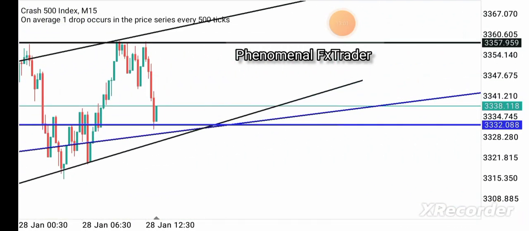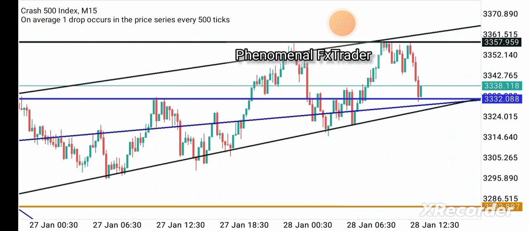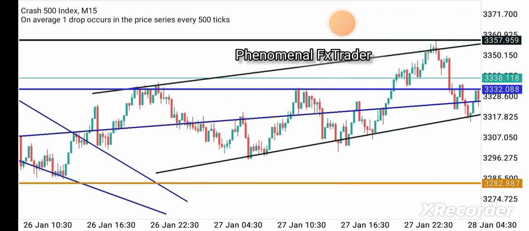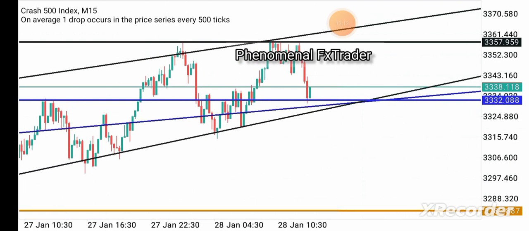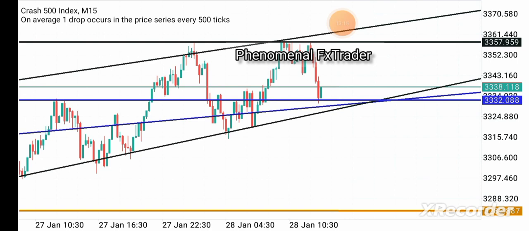You can see, it is very easy to predict the movement of the market if you are able to mark out zones where these things are happening. It is very easy to determine the direction of the market if you are able to mark out the zones. So you can see what happened here. You can see what happened here.